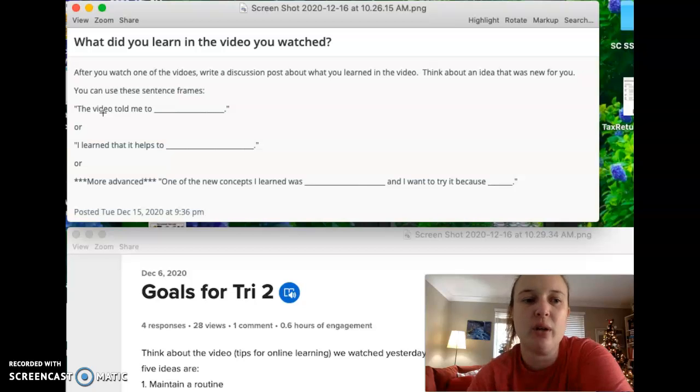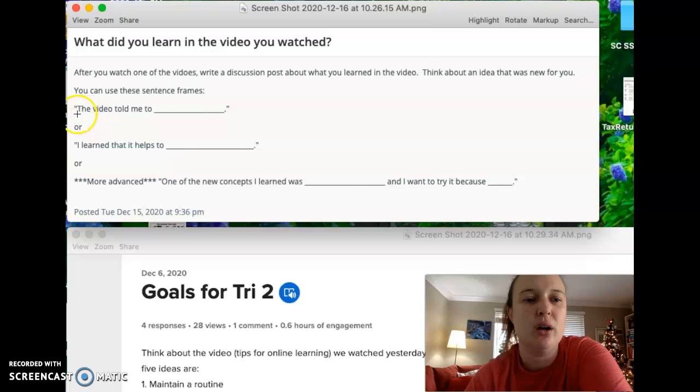So that's why we would call the sentence frame a scaffold, because for some of them, it'll help them take it to the next level. For some students, they could understand the sentence frame on their own. And that's why I like to include a more advanced one for the students who want a challenge.